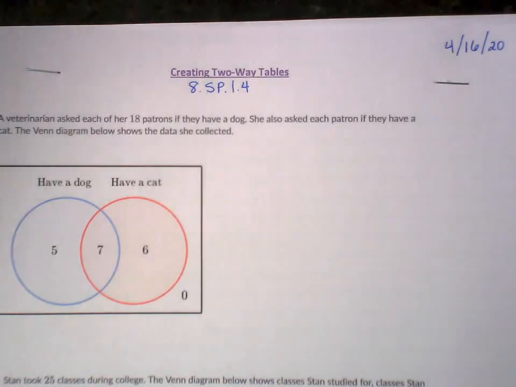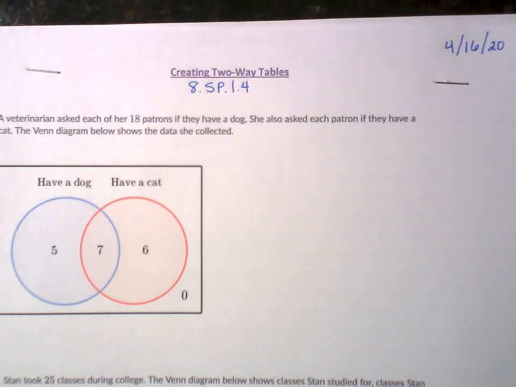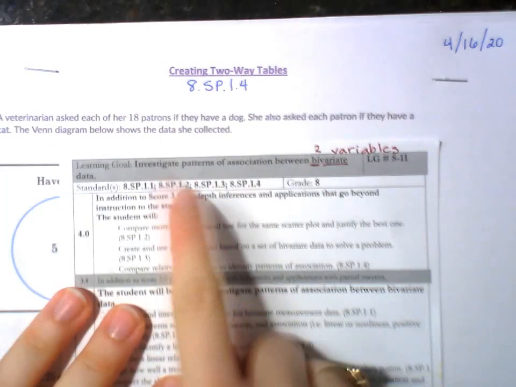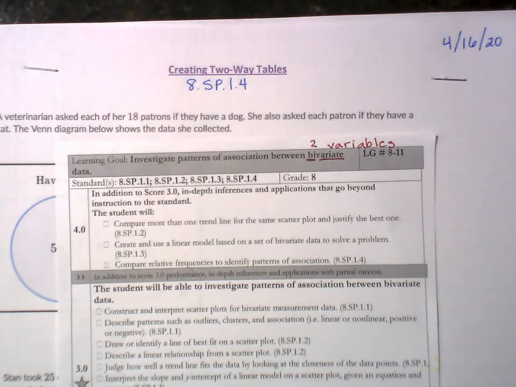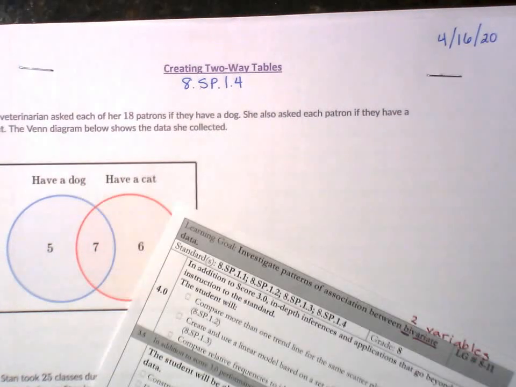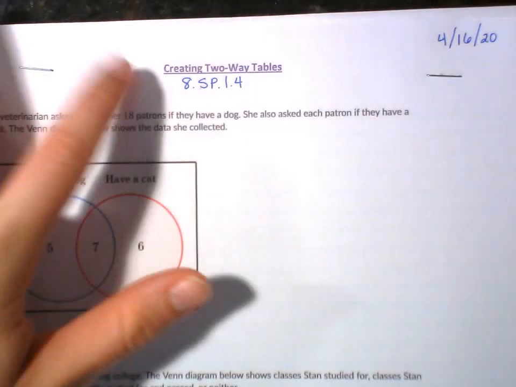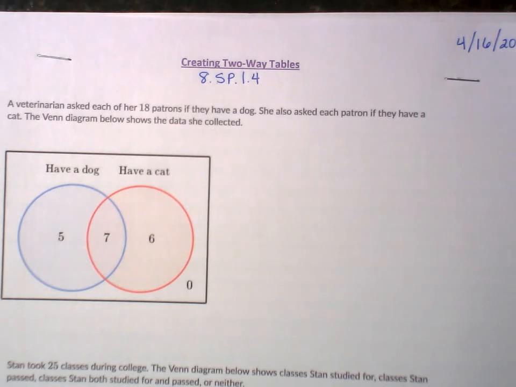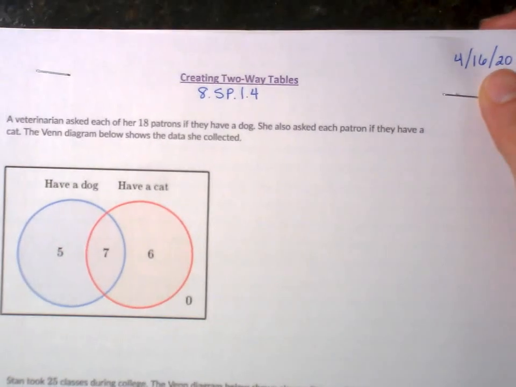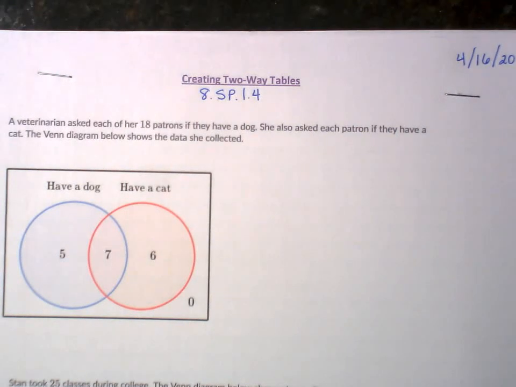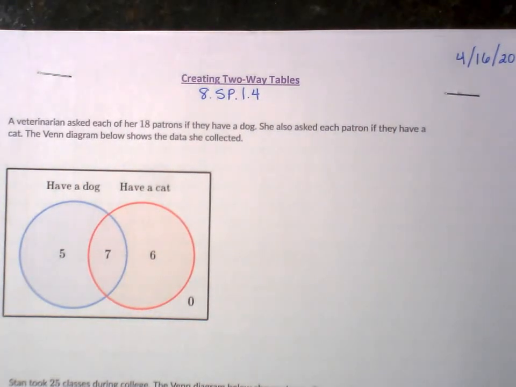Now, we are back with creating two-way tables. We are still investigating, analyzing, creating, interpreting all those beautiful words describing two variables. In the last video, we were reading two-way tables. In this video, we are actually going to be creating them, making them. So, I've snipped a few problems that are similar to the ones you're going to be doing on Khan Academy, and we're going to practice solving them together.